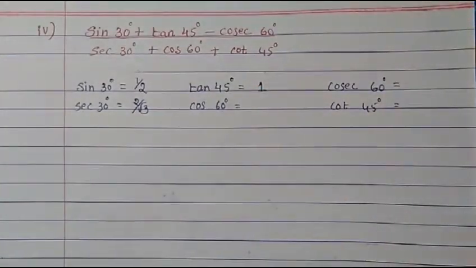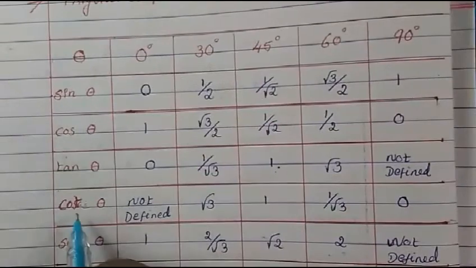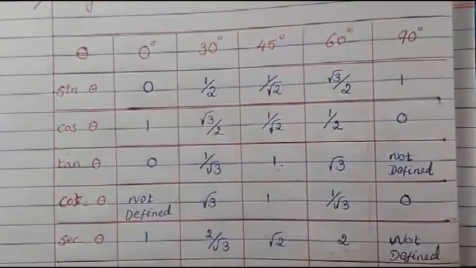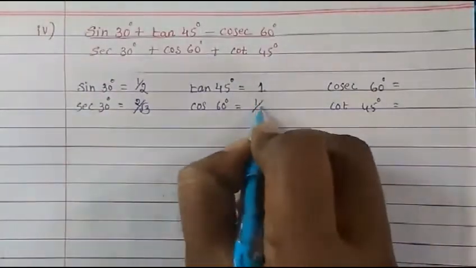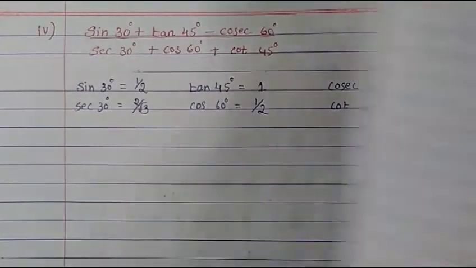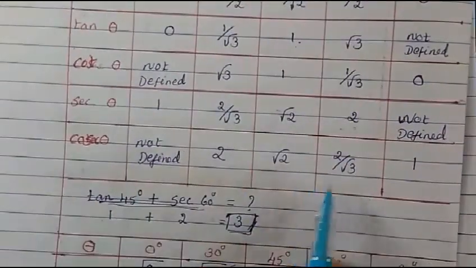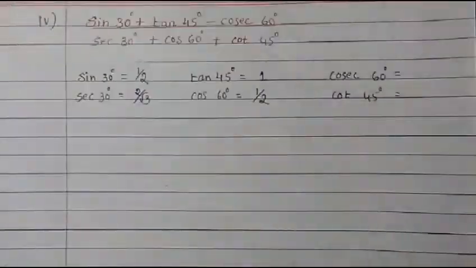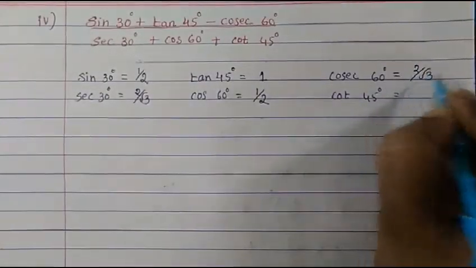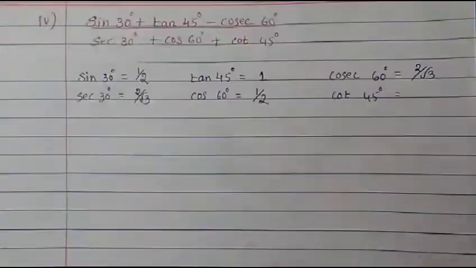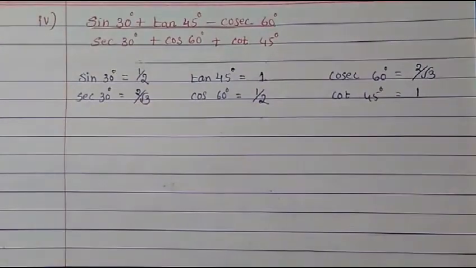Then cos 60. Cos 60 is 1 upon 2. Then cosec 60. 60 is here, cosec is here. So 2 upon root 3. Then cot 45. Cot is here, 45 is here. So cot 45 is 1. Okay, so we got the values.